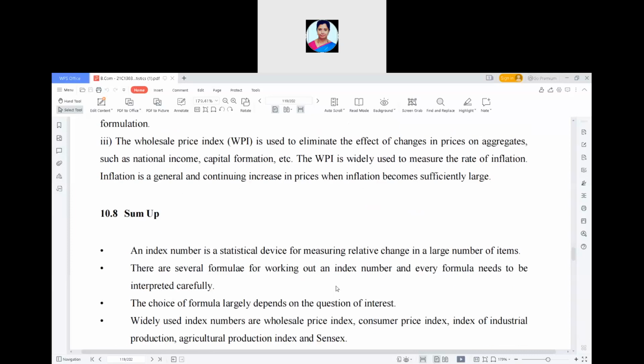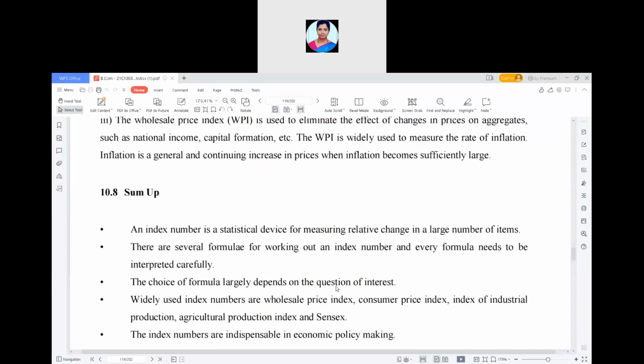So here is a summary of what we have seen. The index number is a statistical device for measuring the relative change in a large number of items. There are several formulae for working out an index number, and every formula needs to be interpreted carefully. The next thing is the choice of formula, which one we are going to choose.